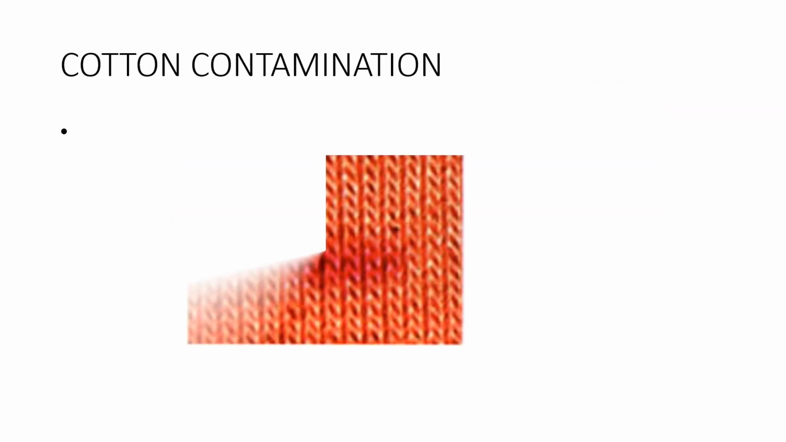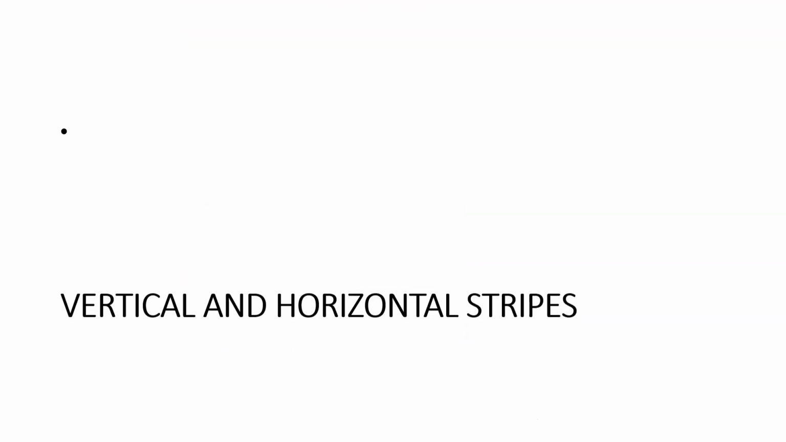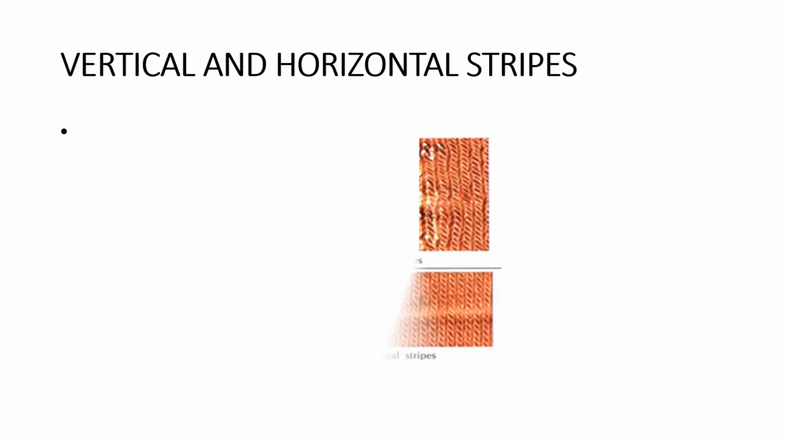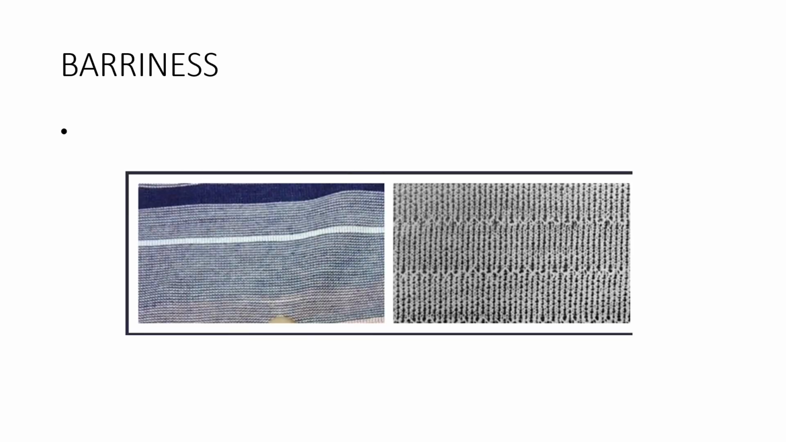Cotton contamination is a very common one and is shown here in the fabric. Vertical and horizontal stripes may occur also, like this figure. So these are all treated as faults. Barrenness is very common in the industry, looking like a count variation. It is a stripe kind of thing or yarn variation. Then the imperfections in the fabric are shown in the particular photograph, so how it looks when imperfections are there in the material.